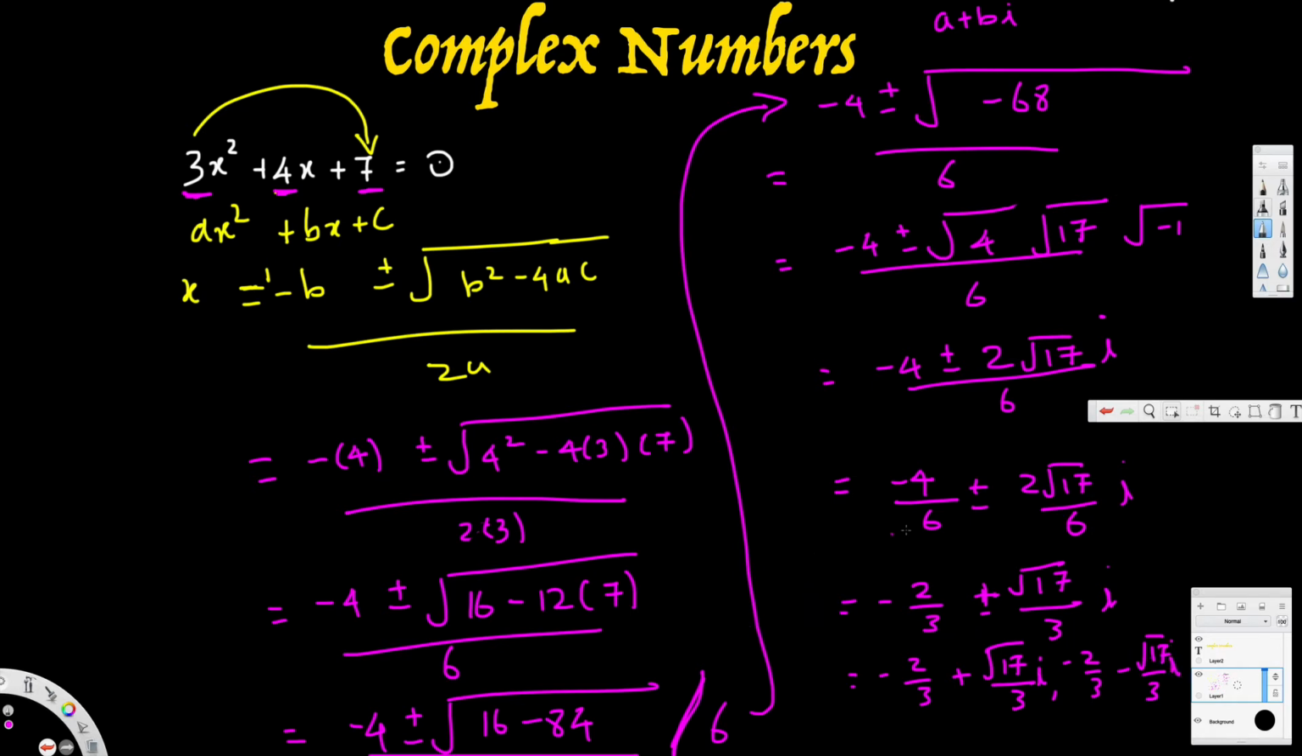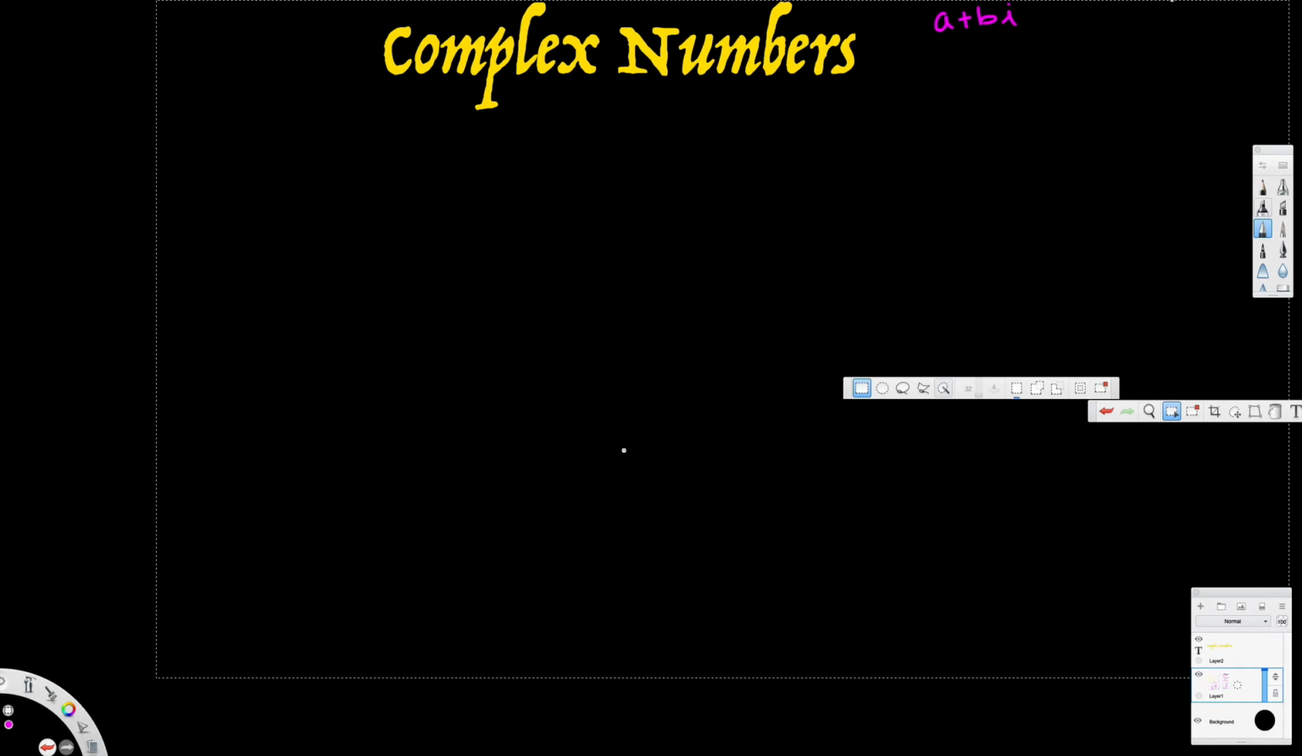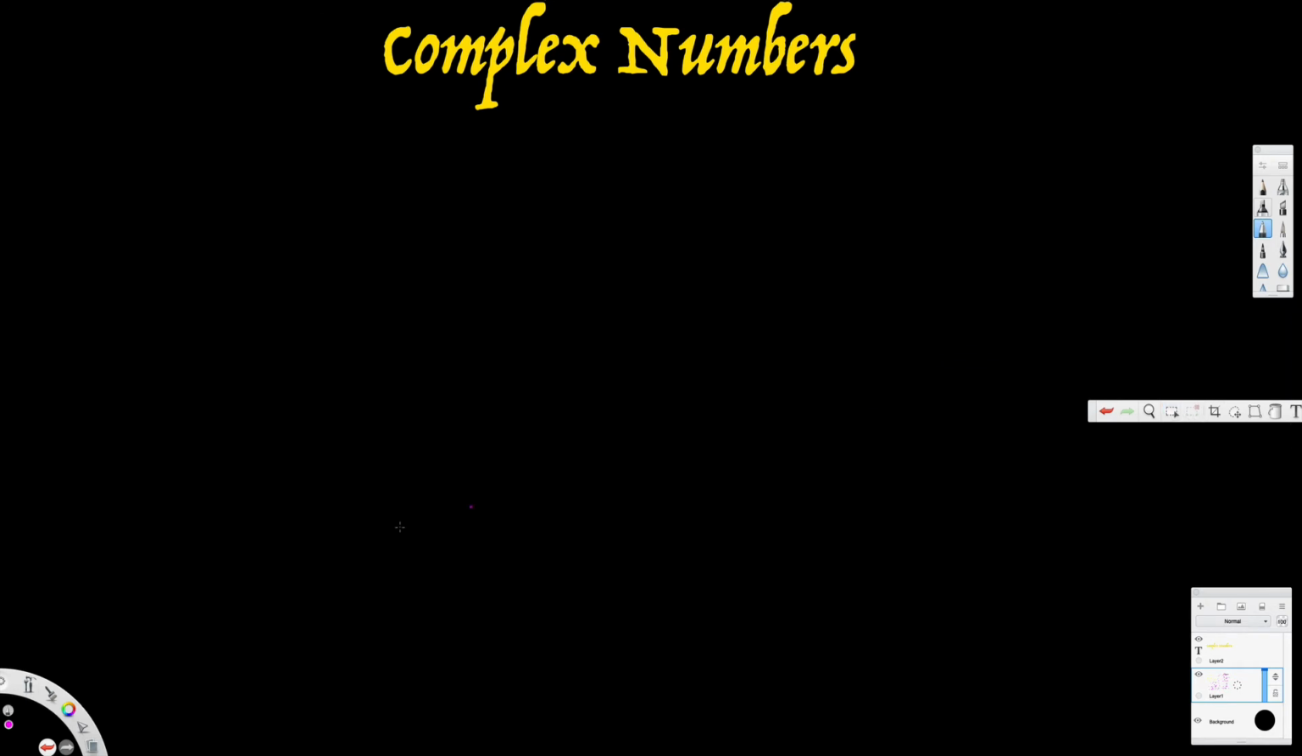Now let's look at another example like this. Let's say we have an equation given like this: 2x squared minus 3x plus 9.